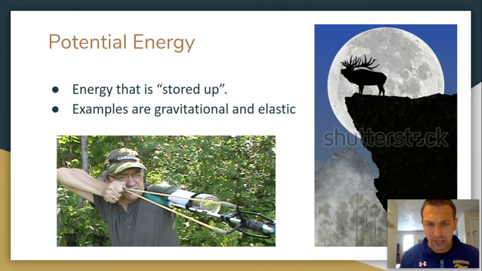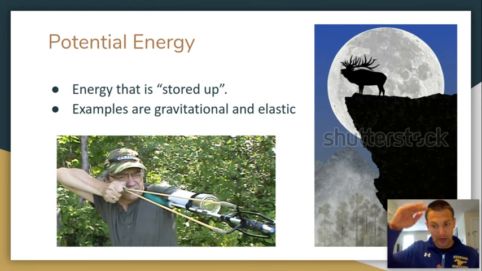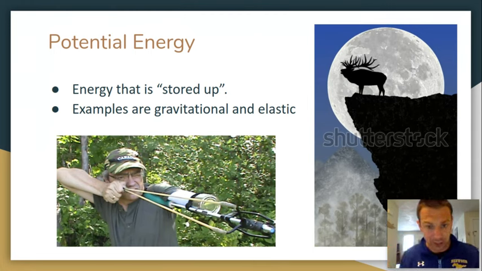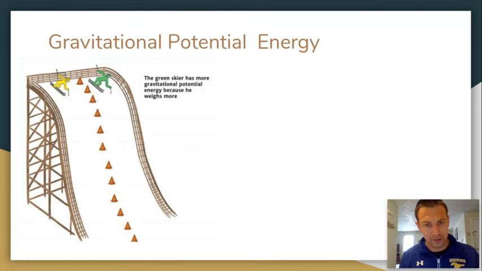Even though the object doesn't have any energy right now because it's not moving when it's in his hand, when he lets go, it's going to get a lot of energy very quickly in the form of kinetic energy. So the energy is stored up in the elastic band of the slingshot. So the animal in the picture on the right has energy stored up because it's above the ground and could potentially fall. And the object that the man is holding in the slingshot has potential energy because if he were to release the slingshot, it would go flying. So those are two types of potential energy.